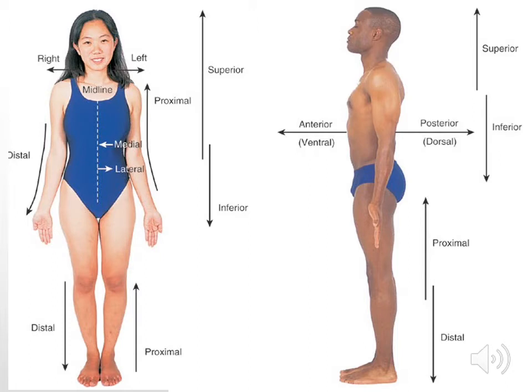anterior and posterior. So if we're looking at the diagram of the male, we can see those two arrows.